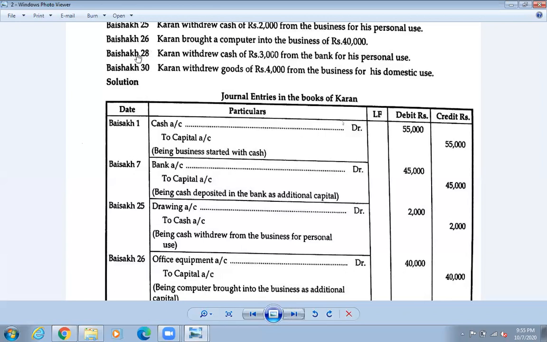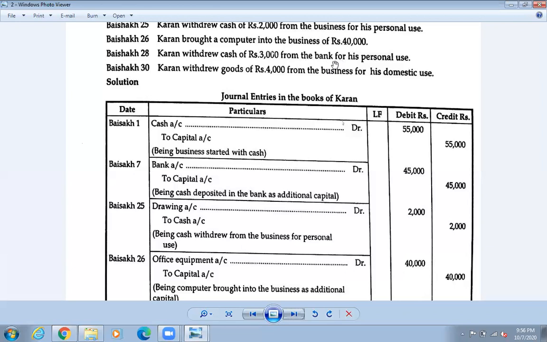Baisakh 28. Current withdraw cash of 3,000. Okay, withdraw means what again? Tell me. Withdraw means drawing, taking out money. That is the drawing. So how much? 3,000 rupees he is going to take out from the business. From the bank, so he is not going to take out the money as cash directly. He is going to take out from the bank, that means the bank account.